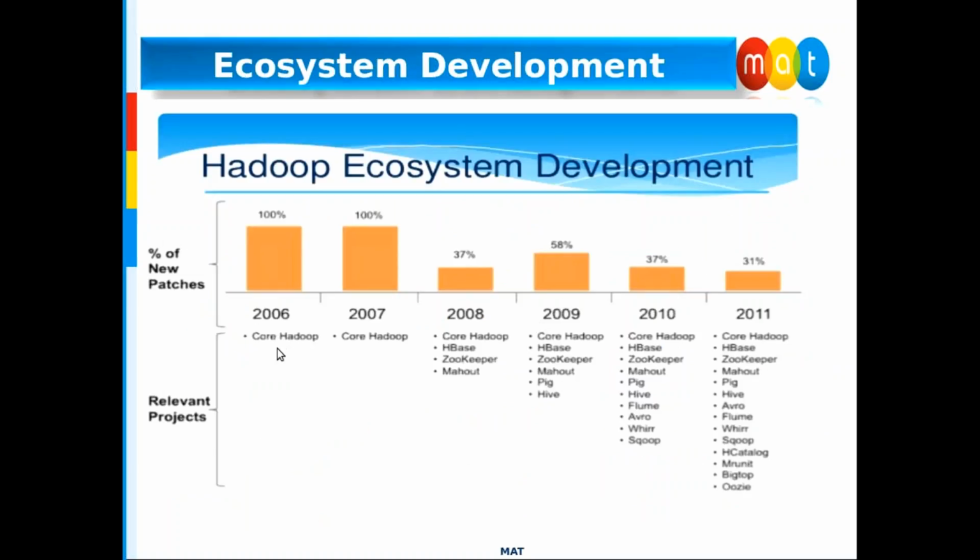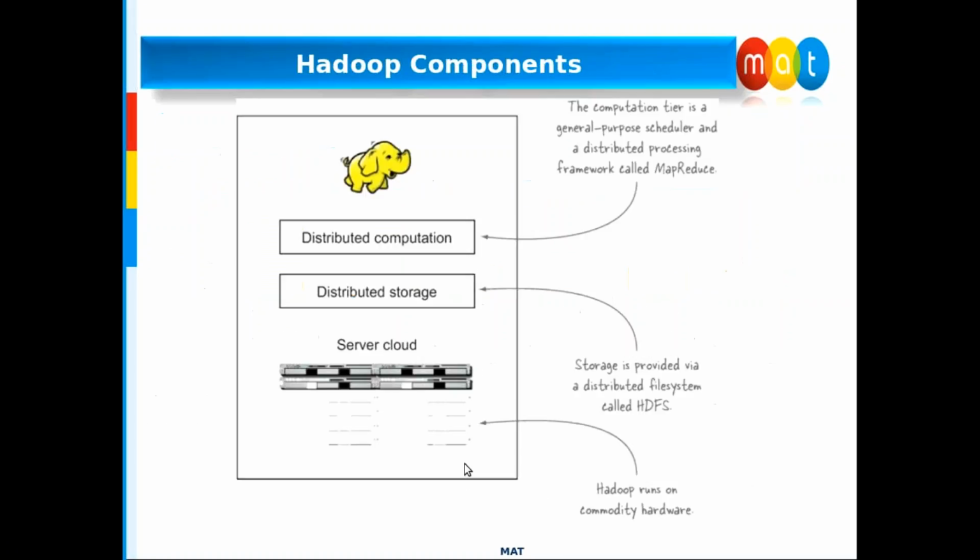In 2006, we used to have only core Hadoop. Core Hadoop means only HDFS and MapReduce. Later on, they added multiple components like HBase, Zookeeper, in 2009 some more components, then some more components. Now we have a complete, full-fledged Hadoop with all the components.